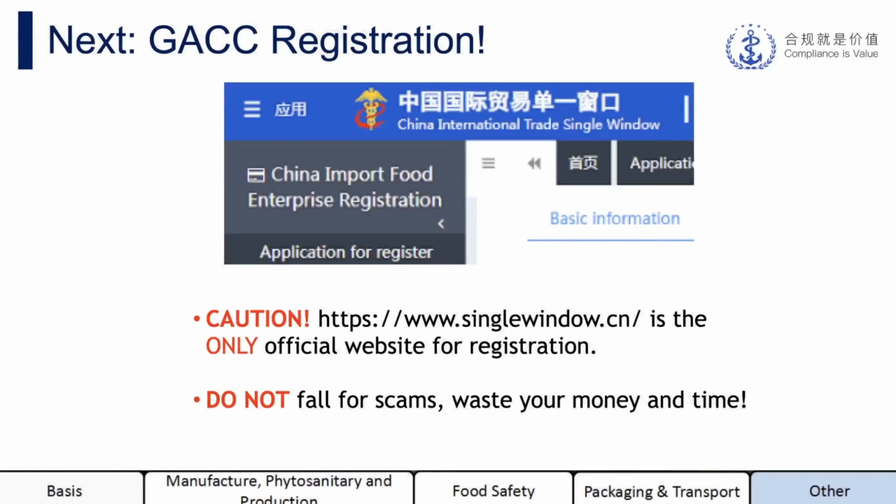Be mindful that the single window website is the only official website to apply for registration. Do not fall for scams. Waste your time and money.